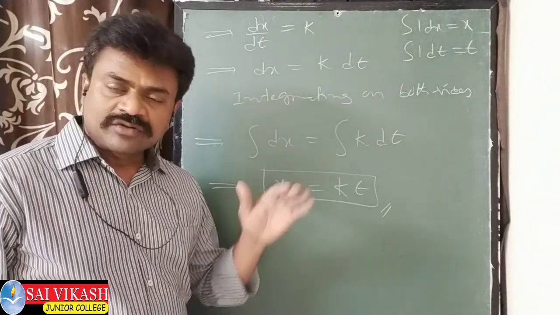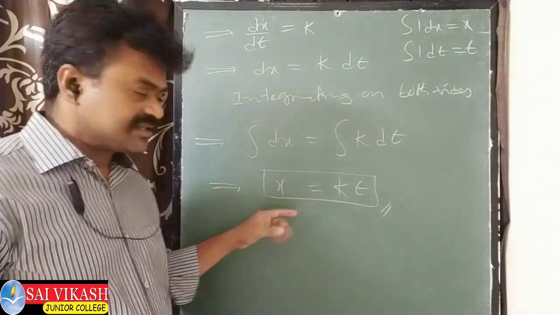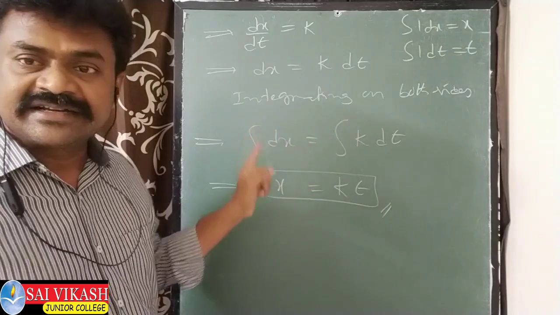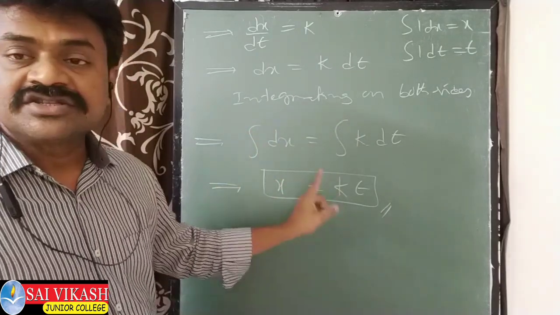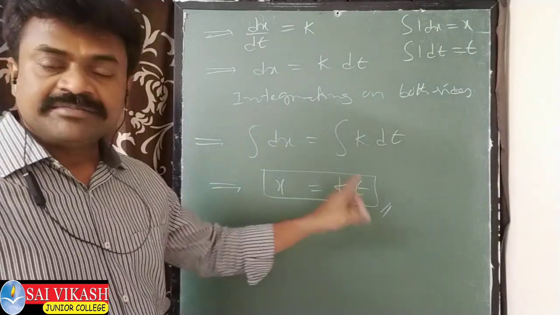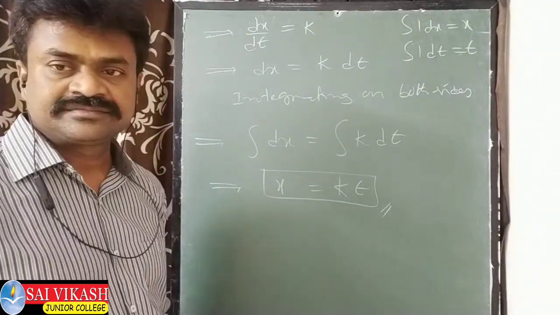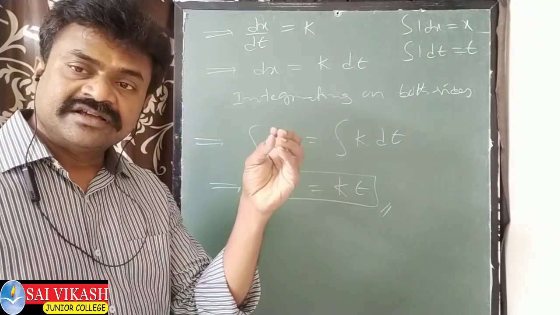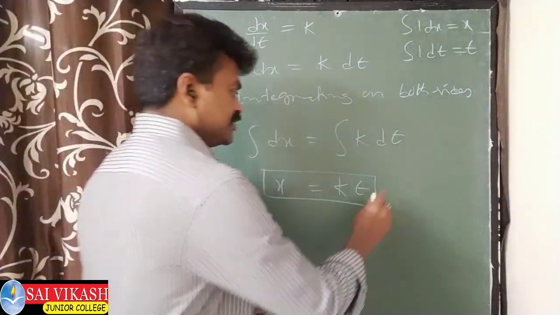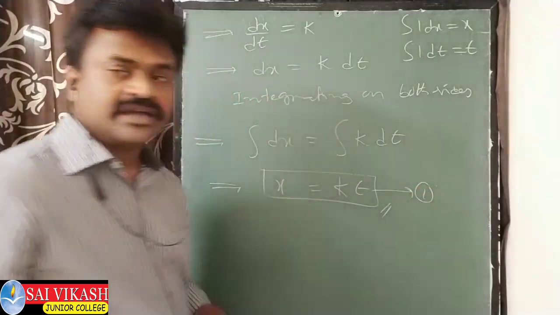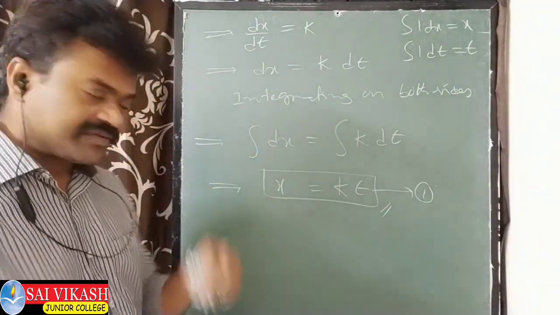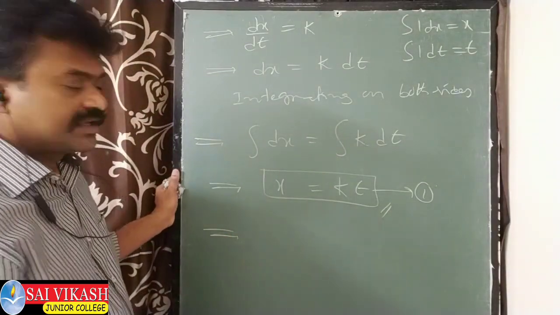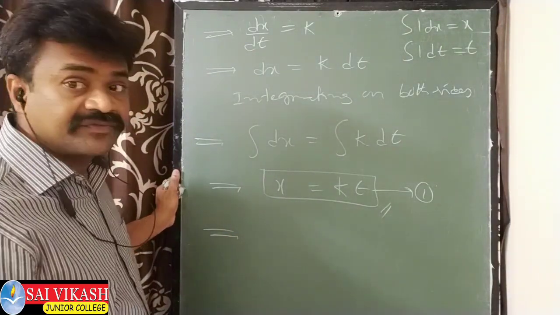One more point. X means the amount of the reactant reacted at time t. K means the zero order rate constant. T means the time of the reaction. In textbooks, they may give it in a different way. I am taking this as equation number 1, but in textbooks it is given in a different way.